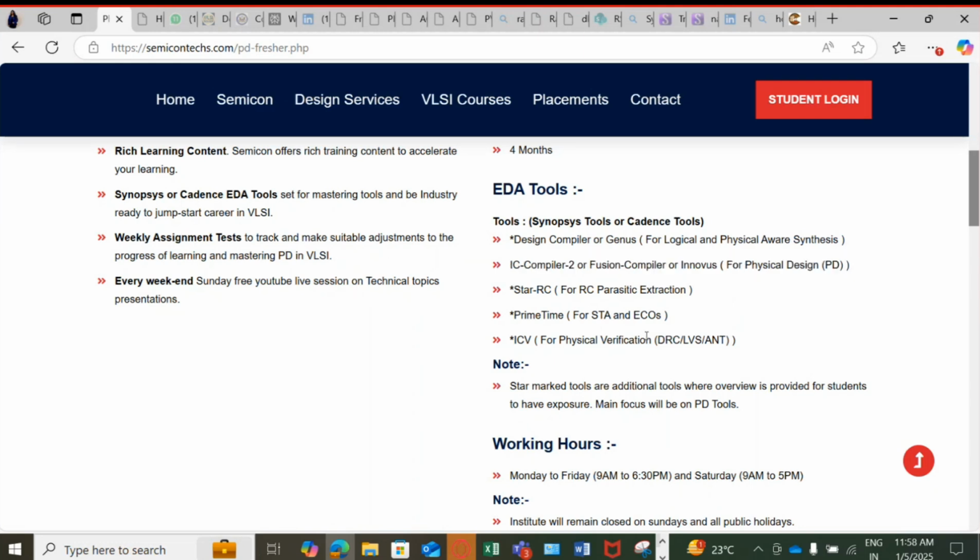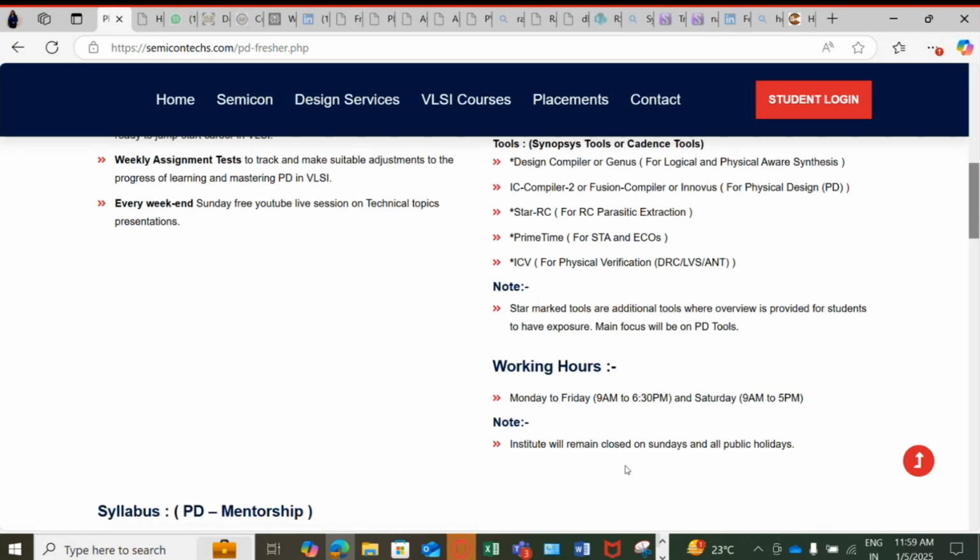And working hours: Monday to Friday, 9 a.m. to 6:30 p.m. Accordingly, the classes and labs will be organized. And Saturday, 9 a.m. to 5 p.m. This is how the working hours are. You will have tool access during these working hours, and the institute will remain closed on Sundays and all public holidays.